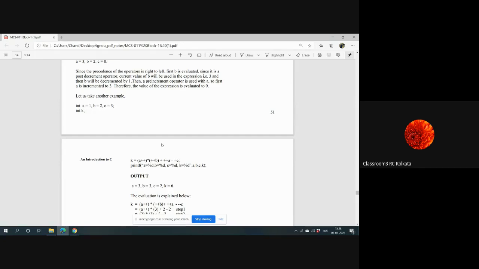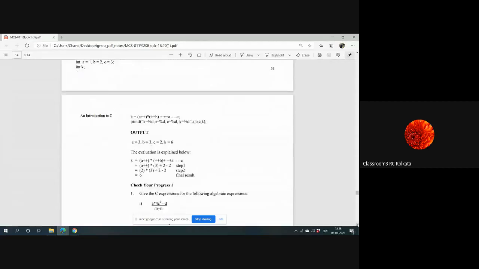C. What is the prior value of C? 3. So if it is minus minus, if it is a pre-operator, then at the same time it will be decremented and at the same time it will be used. So the decremented value of 3 will be 2. So 2 will be used. C is decremented by 1, so 3 minus 1 equals 2. So you see here in --c we have put 2. Then this minus has come.